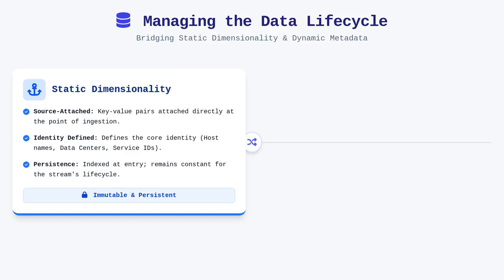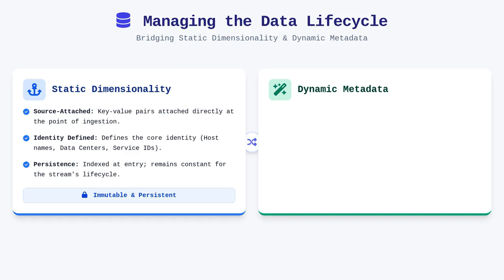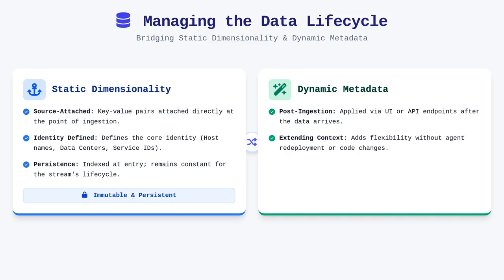Because these are indexed at the point of entry, they remain persistent for the duration of that specific data stream's lifecycle. However, static dimensions are not the only way we classify our infrastructure, as our operational needs often evolve after the initial data ingestion process. This is where dynamic metadata, applied through user interfaces or API endpoints, becomes a powerful tool for extending the context of our metrics without requiring a full redeployment of our agents or modification of our source code.